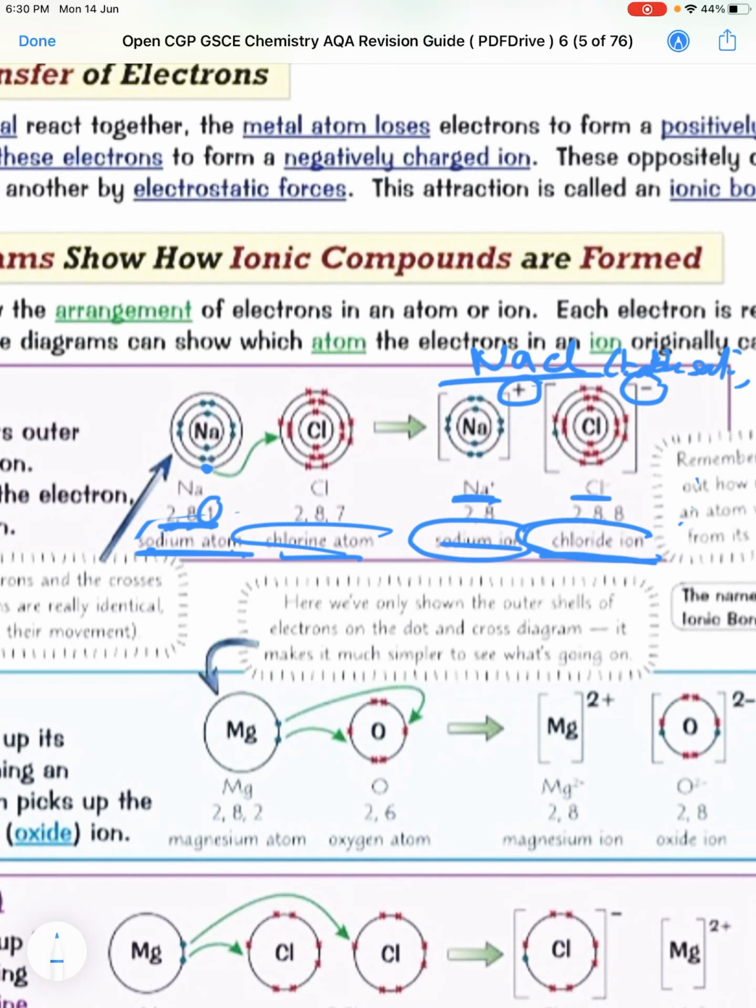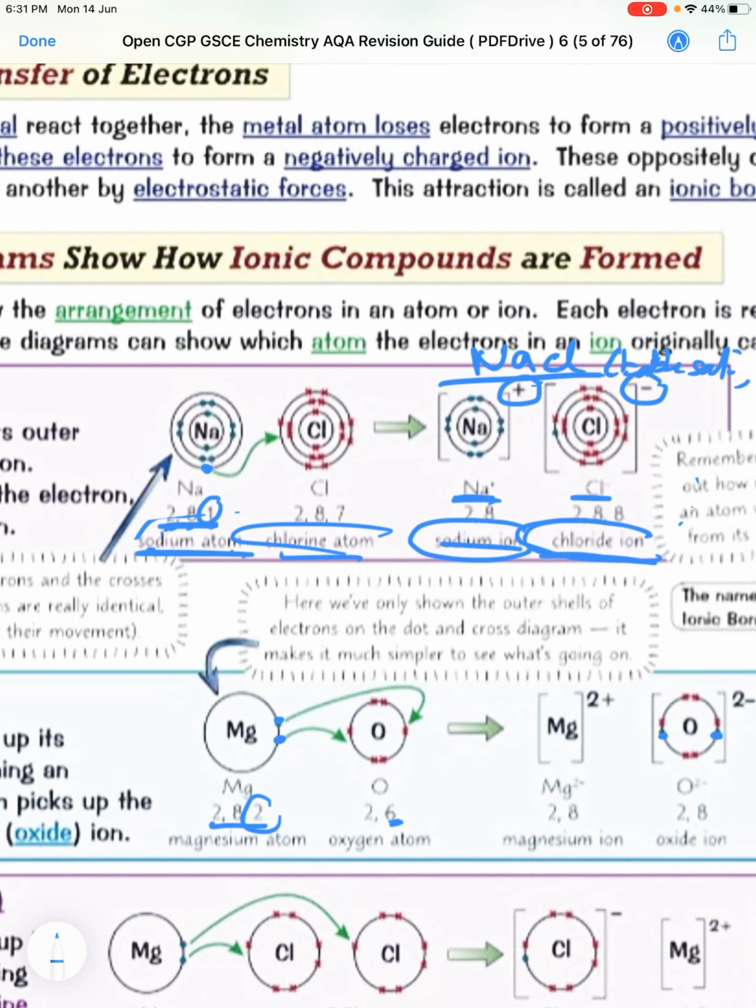I'm going to share a question with you, but before I do, I just want to go over magnesium and oxygen. If you look in here, magnesium is in group 2, so it has 2 electrons in the outer shell, these 2 electrons. Oxygen is in group 6, so it has 6 electrons in the outer shell. So basically, these 2 electrons from the magnesium are moving to the outer shell of the oxygen.